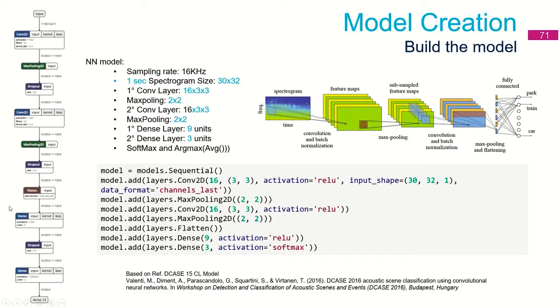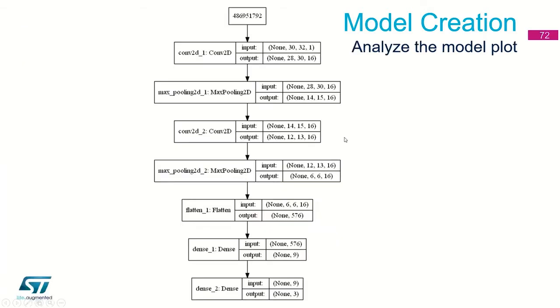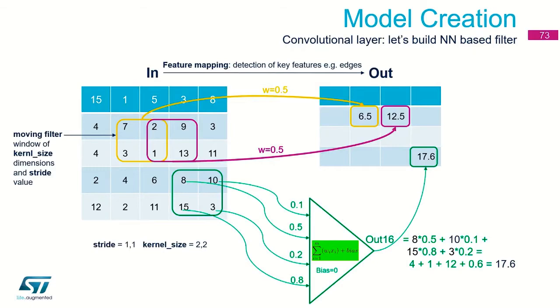This is a different graphical representation of the neural network. This is another representation of the same neural network. This is the representation of the neural network generated by a Python script. And here is a basic explanation of the convolution layer. A convolution layer is just a kind of digital filter, a very basic one, as you can see on this picture.